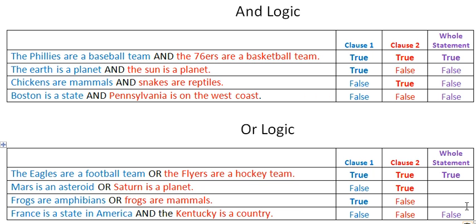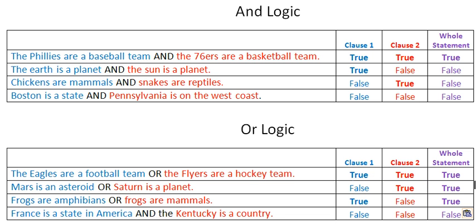So let's take a look here. Mars is an asteroid, or Saturn is a planet. Well, guess what? That is in fact true, because one or the other is in fact true. Now, frogs are amphibians or frogs are mammals. That's also a true statement, because one or the other is true. So with or, we see that one or two truths makes the entire statement true. Not the same in an and logic, because you have to have two truths to make the whole statement true. If you notice here, anytime you have at least one false in an and statement, the whole statement's false. But anytime you have one true or more in an or statement, the whole statement is true.